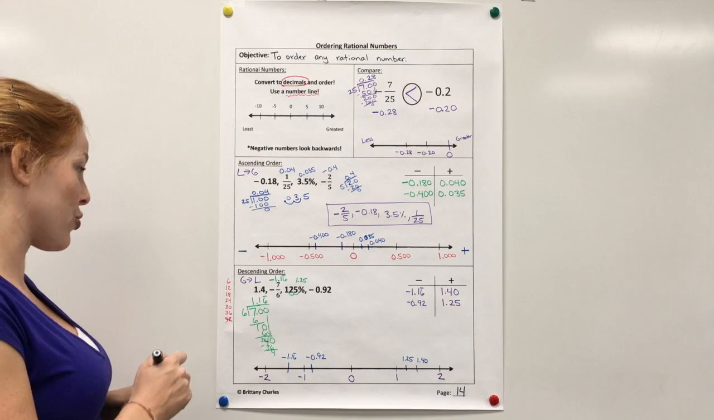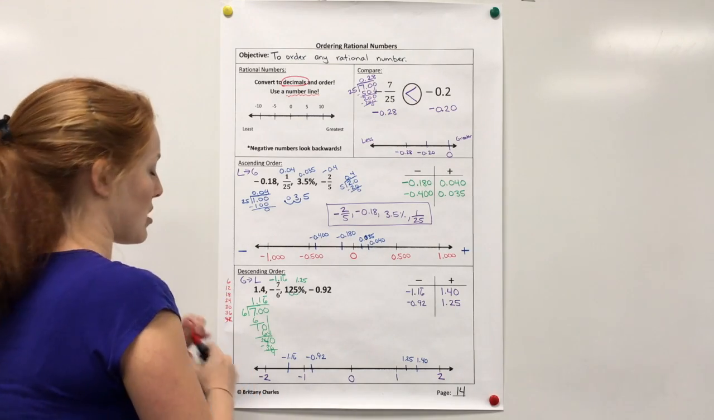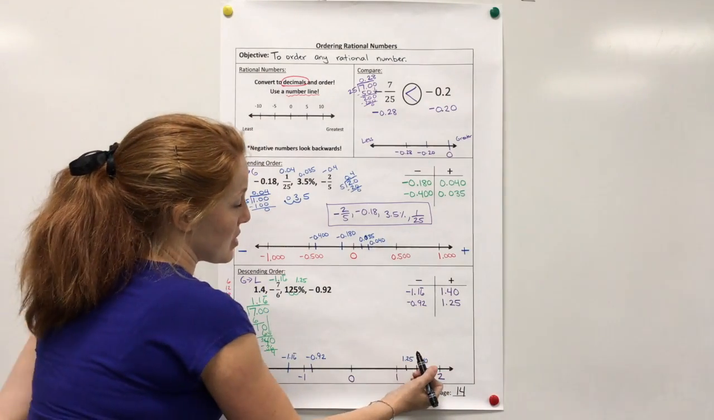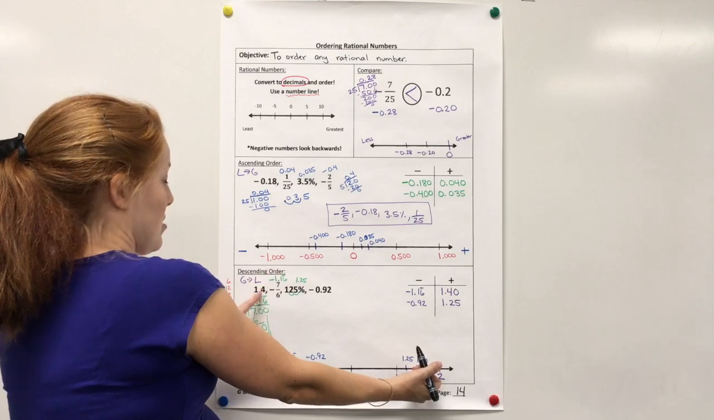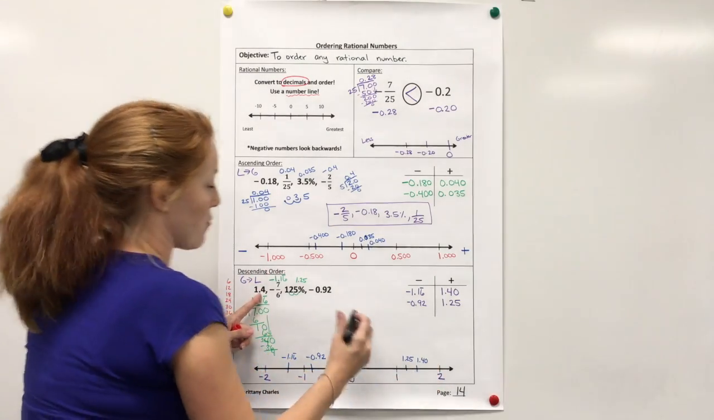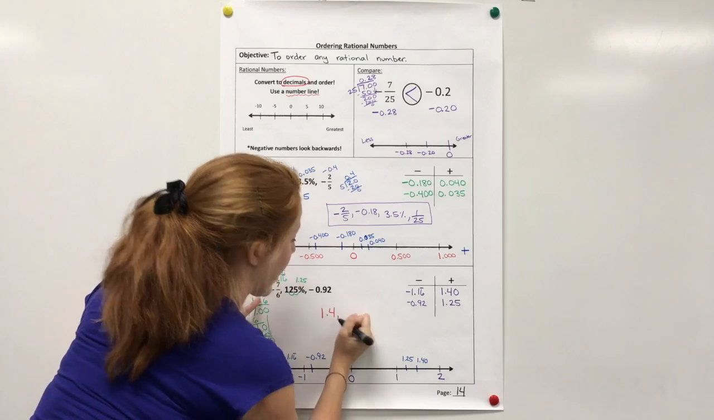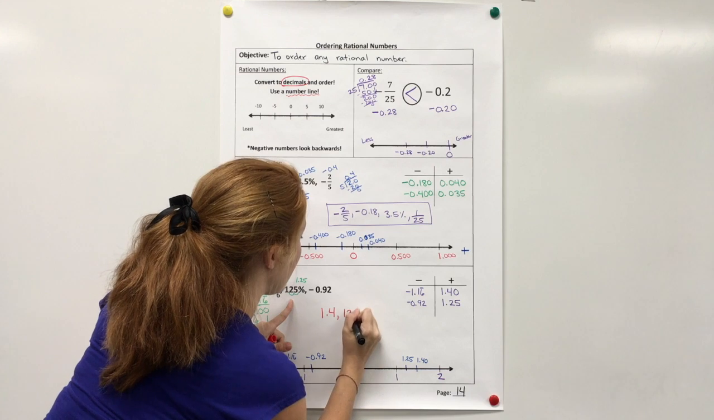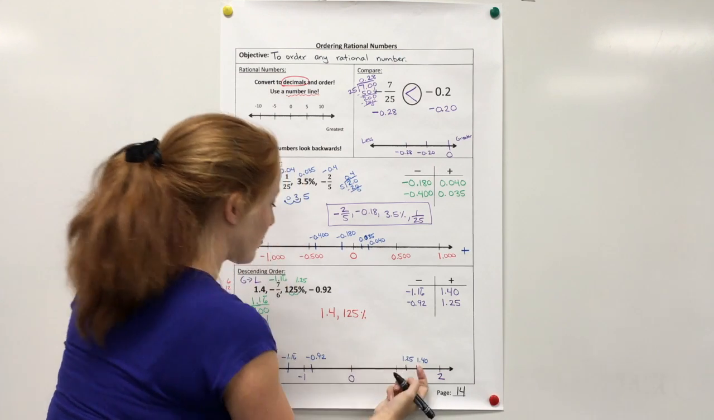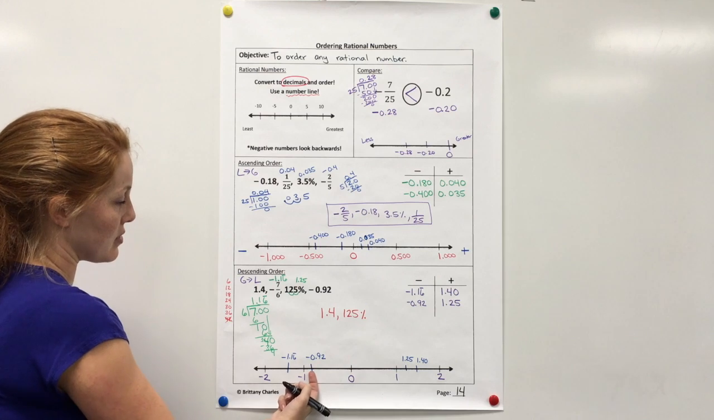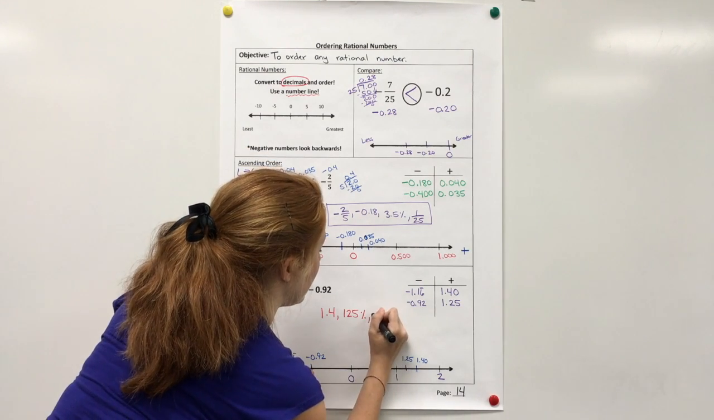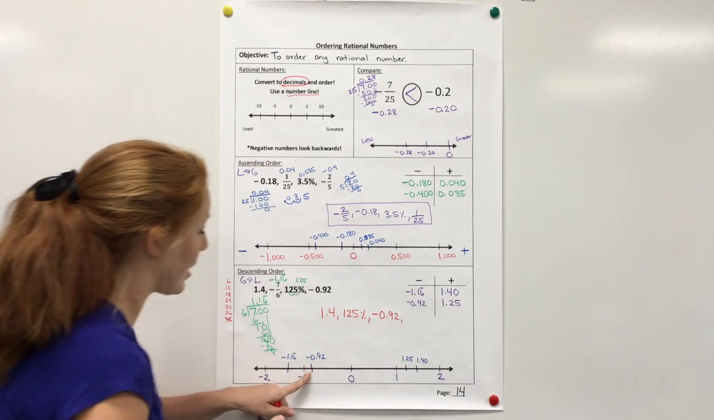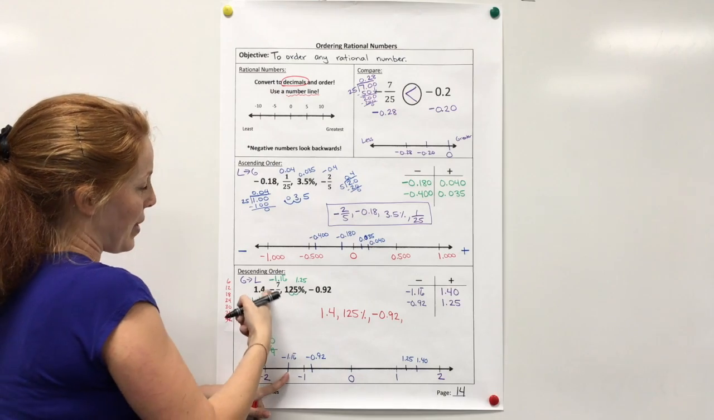Remember, it's telling me to do greatest to least. So since the numbers to the right are greater, I'm going to start all the way at the end. So my greatest number is 1.40. Again, I'm going to put it in original form. So that's 1.4. Okay, next is 1.25. Again, original form, 125%. Keep going. Next would be negative 0.92 or negative 92 hundredths. And then last at the end is negative 7/6.